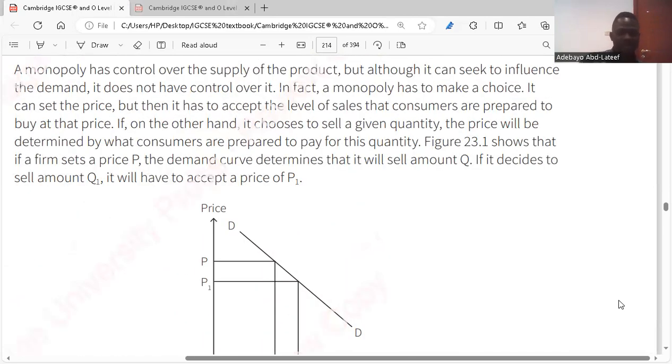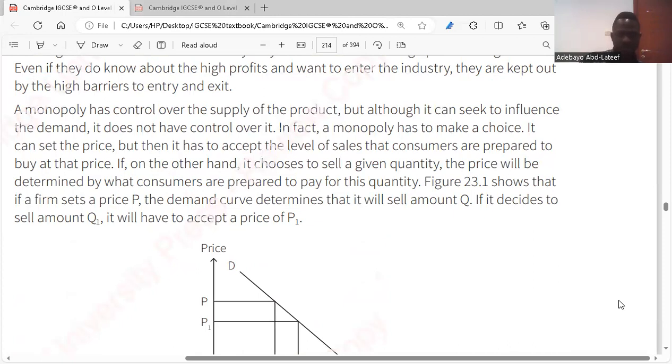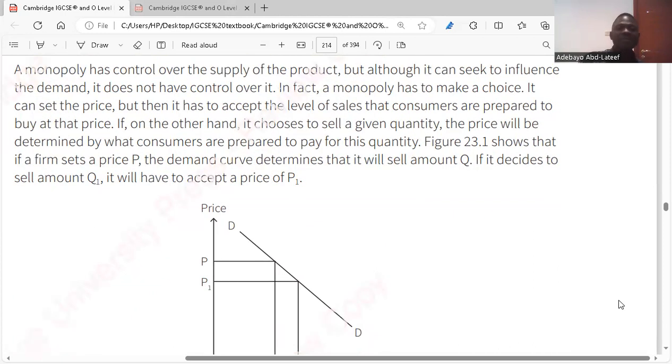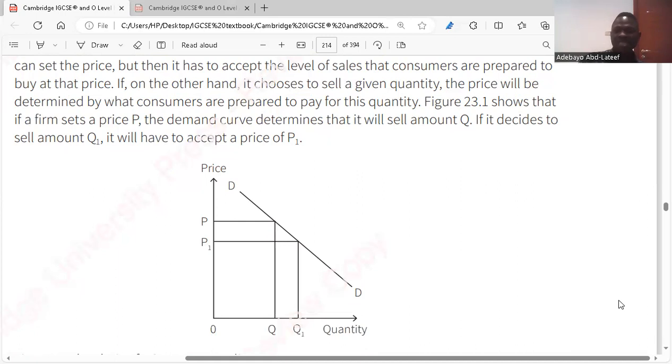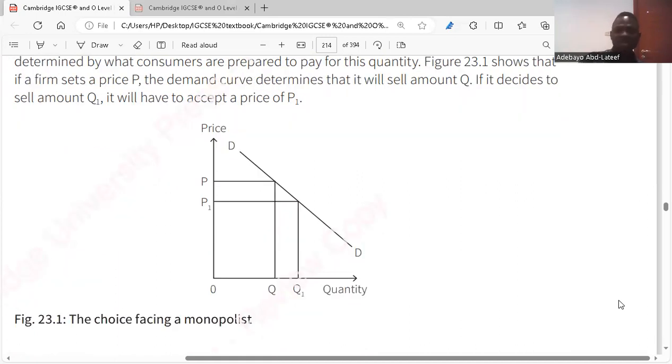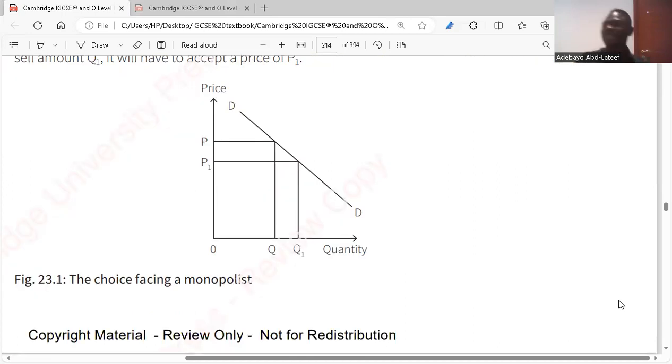So look at what they said. They said, if a firm sets the price at P, the demand curve determines that it will sell amount Q. If it sets the price at P, it will sell at Q. But if it decides to sell amount Q1, it will have to accept the price at what? P1. Yeah. So if a monopoly sets the price as high as P, no problems. It will sell for those who can afford it. But if it really wants to sell to the market, it needs to reduce the price to P1. That is when the quantity supplied and the quantity sold will increase from Q to Q1.